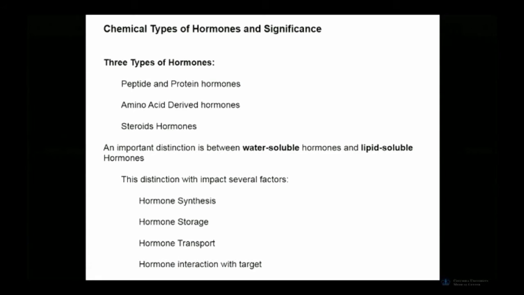Now, the meaningful difference between these different chemical types of hormones is basically whether a hormone is water-soluble or fat-soluble. Because whether a hormone is water-soluble or fat-soluble is going to determine a lot about how the hormone is synthesized, how it's stored, how it's transported in the bloodstream, and how it interacts with the target cell. Okay?